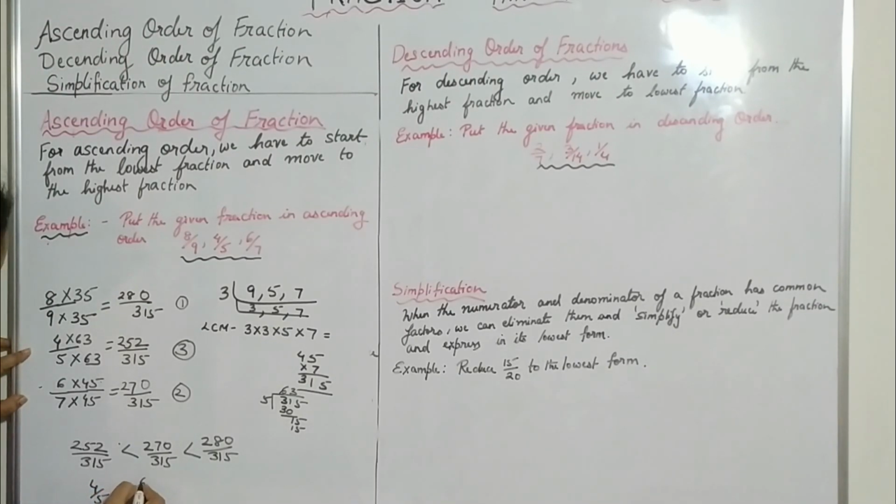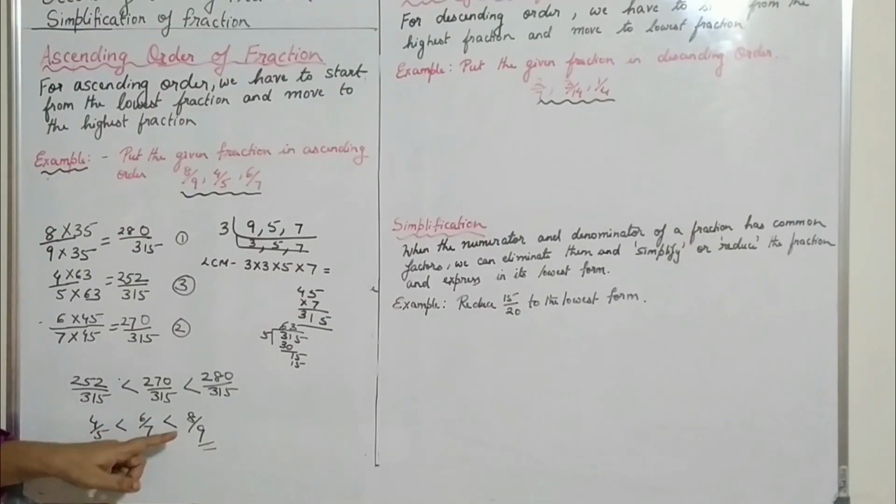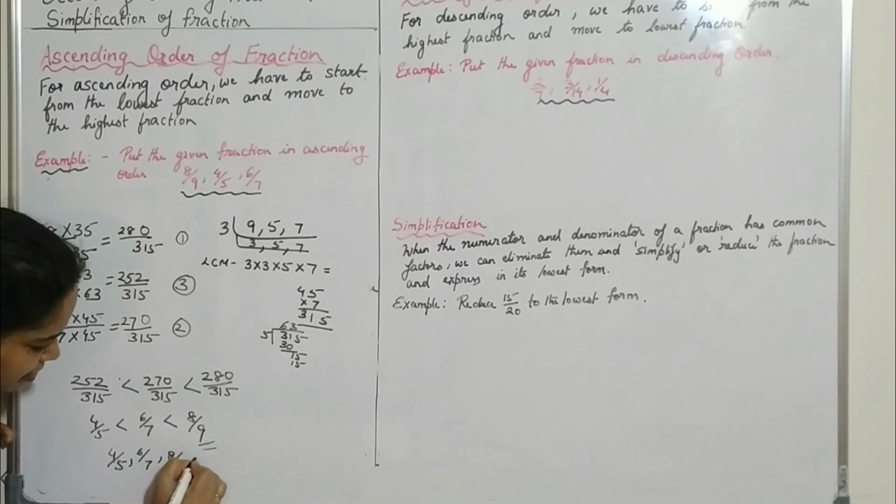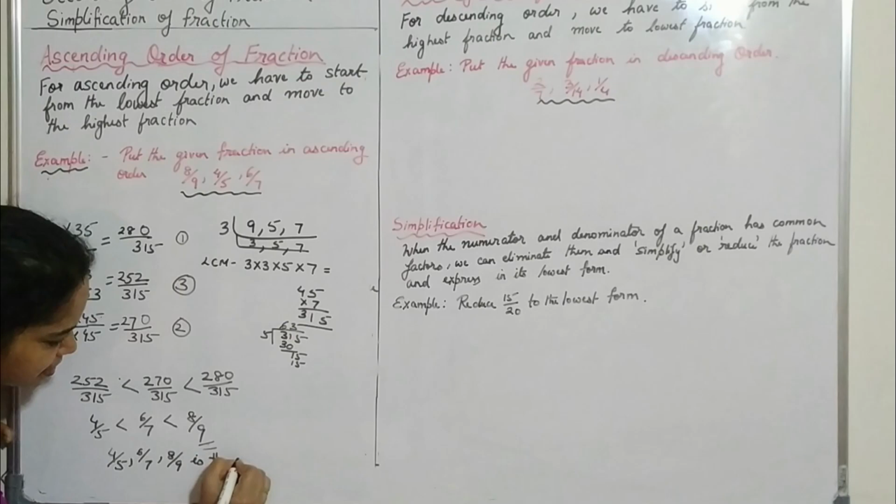then 6 by 7, then 8 by 9. So 8 by 9 is the greatest one. You can find that among the three numbers, the greatest one is 8 by 9. And if you write the ascending order, it can be written as 4 by 5, comma, 6 by 7, comma, 8 by 9.